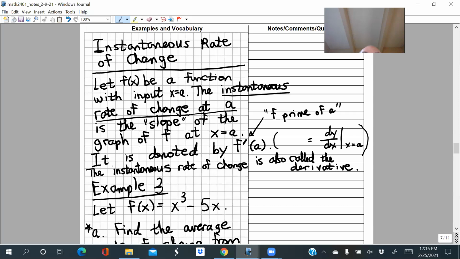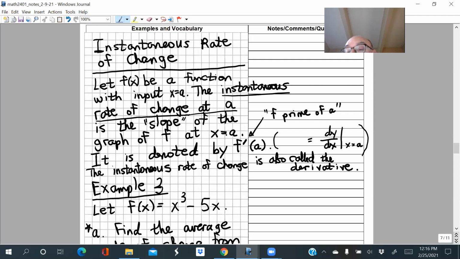Okay, I put slope in quotes here because slope is really a concept that we apply just to straight lines. But loosely we can say that the instantaneous rate of change of a function at a particular input is the slope of the graph at that particular input. Really, it's the same as the slope of the tangent line at that particular input.